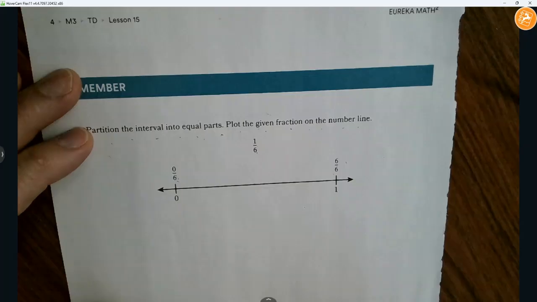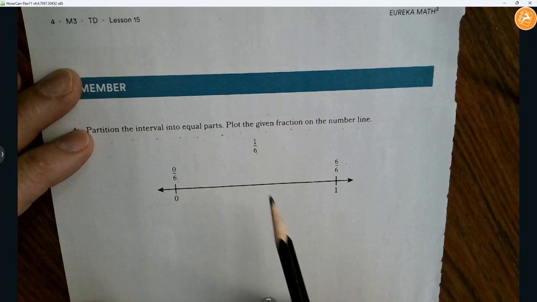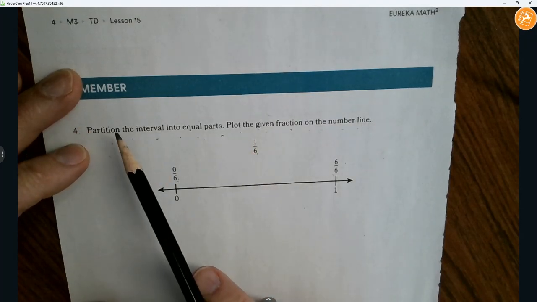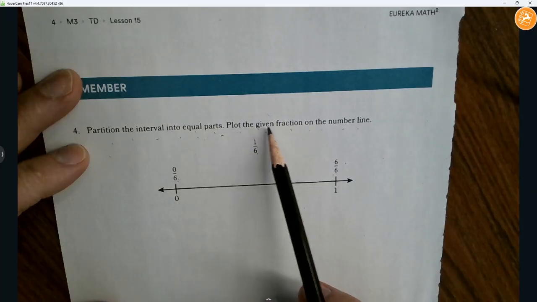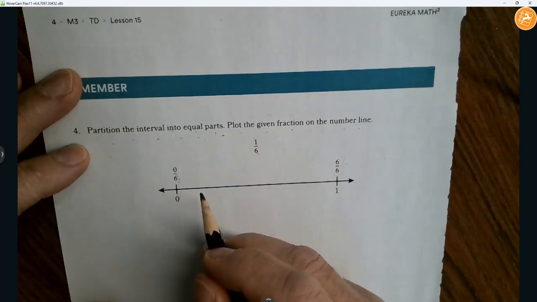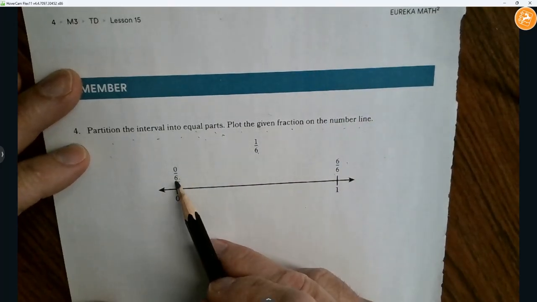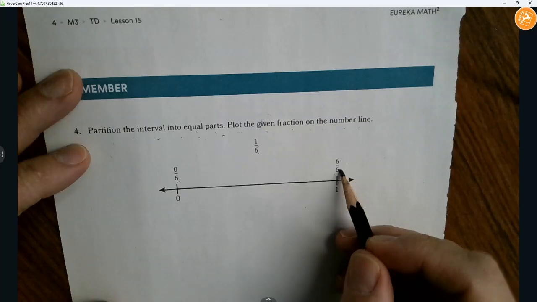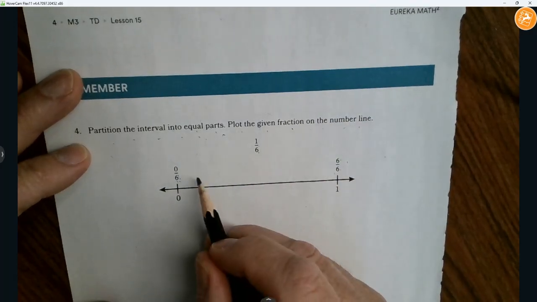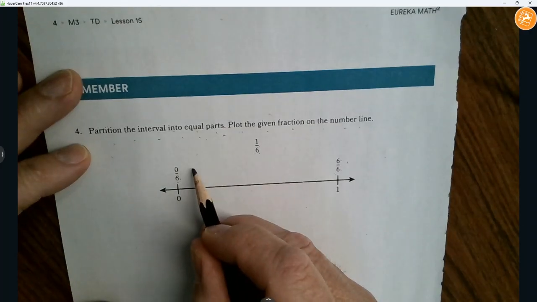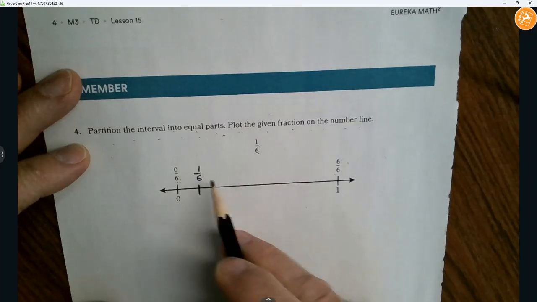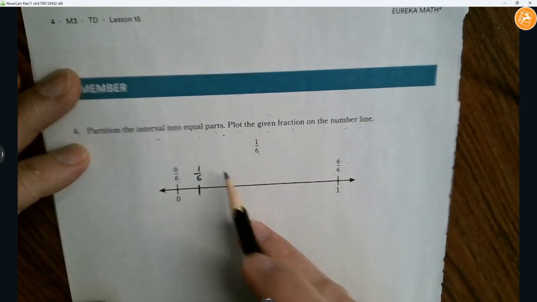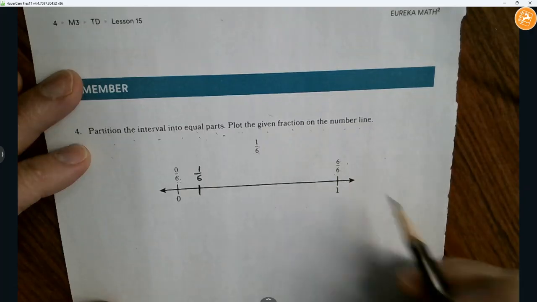I'm actually going to help get you started, but I'm not going to finish this one. I want you to do the whole thing because it says partition the interval into equal parts. Plot the given fraction on the number line. Do the extra work. So we have 0 out of 6 here. We have 6 out of 6 here. That means we're missing parts to get to 6. So this one, I'm going to help you. That one would go about right here. 1 sixth is right there. You need to get all the way to 6 sixths. You need 2 sixths, 3 sixths, 4 sixths, 5 sixths, and then it's 6 sixths.